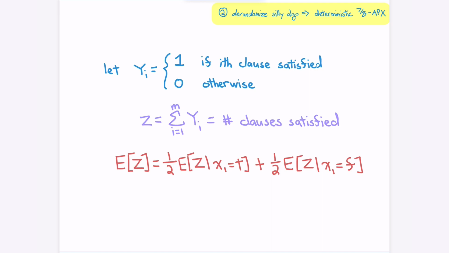All right, so here's your expected score if you set it to be true, and your expected score if you set it to be false. So your overall expected score is the average of if you did true and if you did false. So one of these must be good. If these were both less than 7/8 M, then this would be less than 7/8 M. So one of those two choices must be at least this. There's always some choice, setting true or false, that will not hurt your expectation, maybe even increase it.